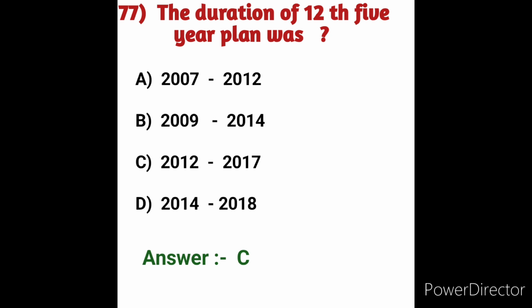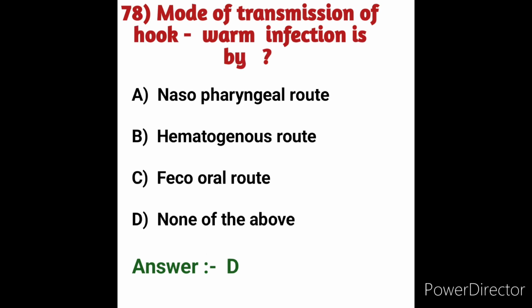Among these options, 2012 to 2017 was the last five-year plan conducted in India. After that, a ministry was formed. Option C is the correct answer, 2012 to 2017. Actually, five-year plans started in 1947 and stopped, with the last one ending in 2017. Next, move on to question number 78.